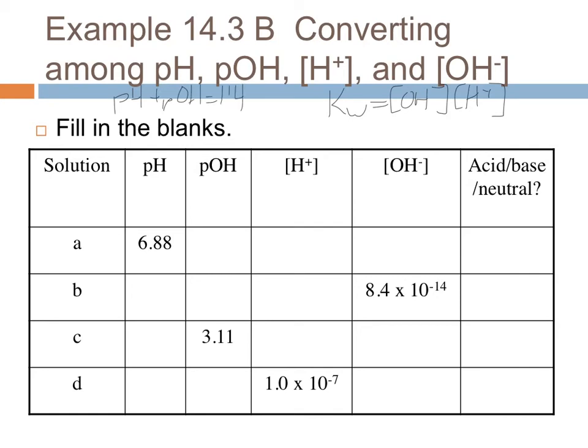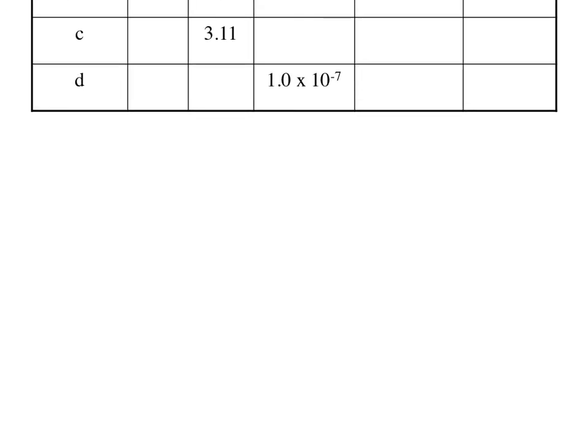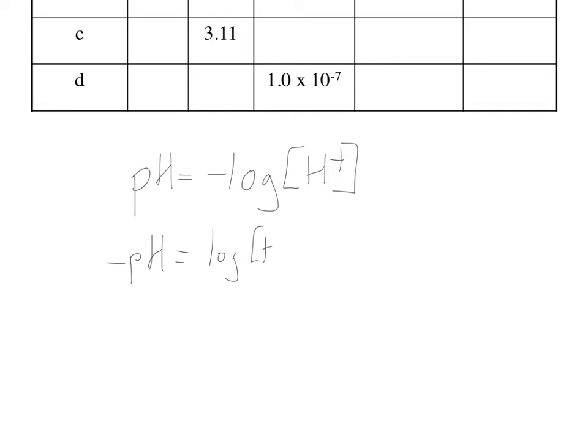Or we can do the negative log of the hydrogen equals the pH. And the opposite of that, if you were to solve that equation, 10 to the negative pH, let me just show you that one here off to the bottom. If the pH equals a negative log of the hydrogen, and you wanted to solve for the hydrogen, if you had the pH, you move the negative sign over, and you get a logarithm, log of the hydrogen.